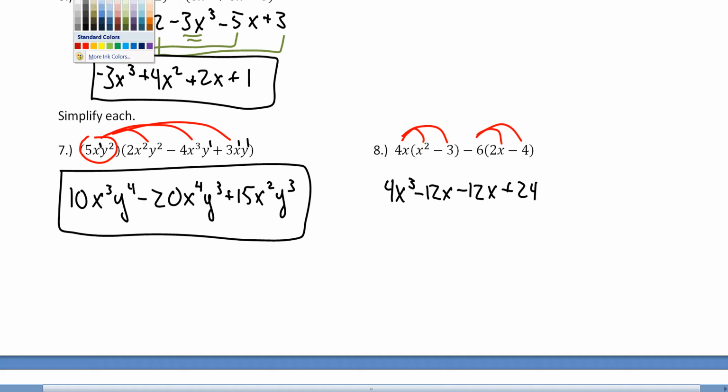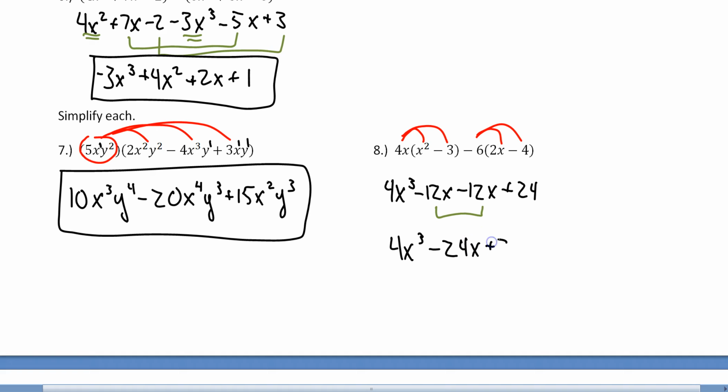And now I combine any like terms that I have, these two in the middle. These are like terms. A negative 12 and a negative 12 gives me a negative 24, and it's a negative 24x because the variable part does not change when I combine like terms. Okay?